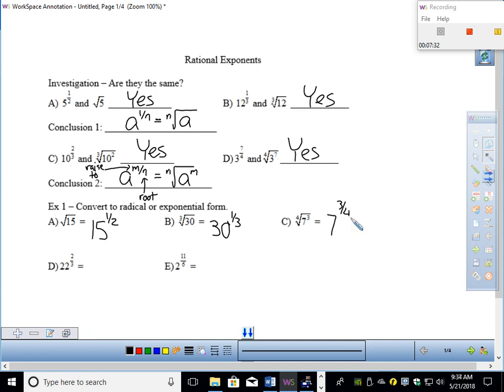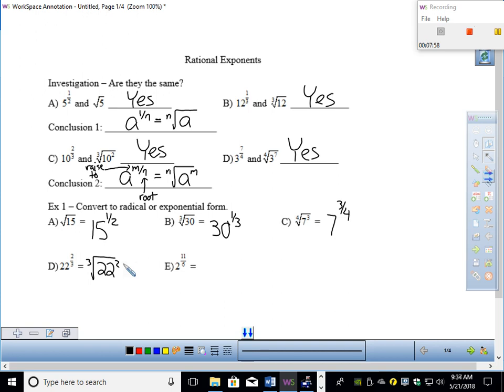All right, good. So A, B, and C just going radical to exponential. Hopefully that was a pretty seamless process. Now let's go ahead and reverse it and just go exponential to radical. And so in this case, remember, denominator is the root, numerator is what it's raised to. So it looks like cube root of 22 squared.